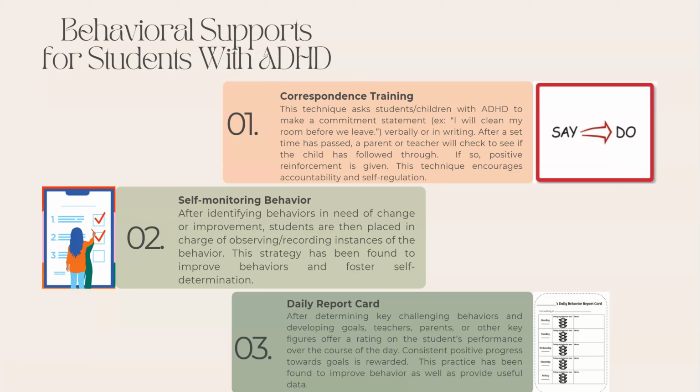Speaking of that, we have self-monitoring behavior. After identifying behaviors in need of change or improvement, the student is then placed in charge of observing and recording instances of that behavior and reflecting on those observations. And this strategy has been found to improve behaviors and foster self-determination.